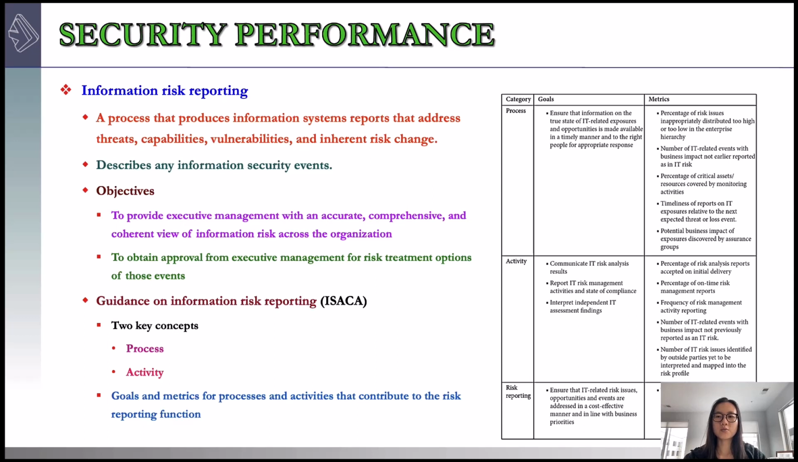The first one is process. It refers to the collection of practices influenced by the organizational policies and procedures that takes inputs from a number of sources, manipulates the inputs, and produces outputs. Another one is activity. It indicates the main actions taken to operate the process, which provides guidance to achieve management practices for successful governance and management of enterprise IT. Using these 2 concepts, it outlines the goals and metrics for processes and activities that contribute to risk reporting function.